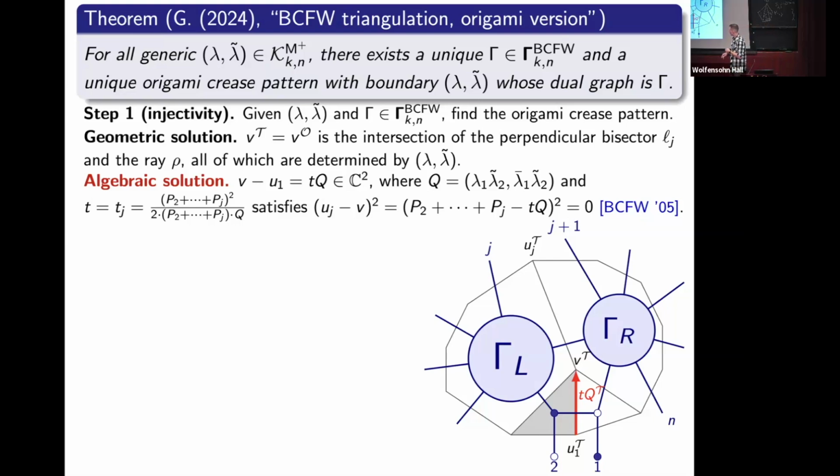So you have the Mandelstam variable in the numerator, and you've got some kind of Minkowski scalar product in the denominator. Okay. And so that's exactly the same formula as you get from the perpendicular bisector story. Any questions on this?